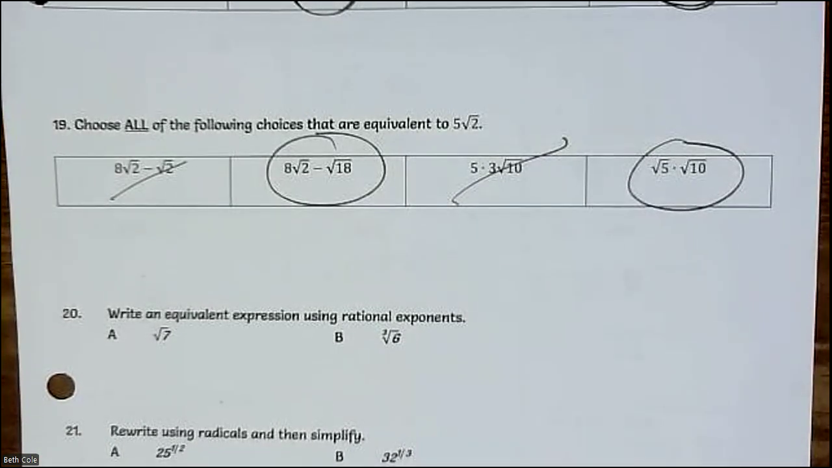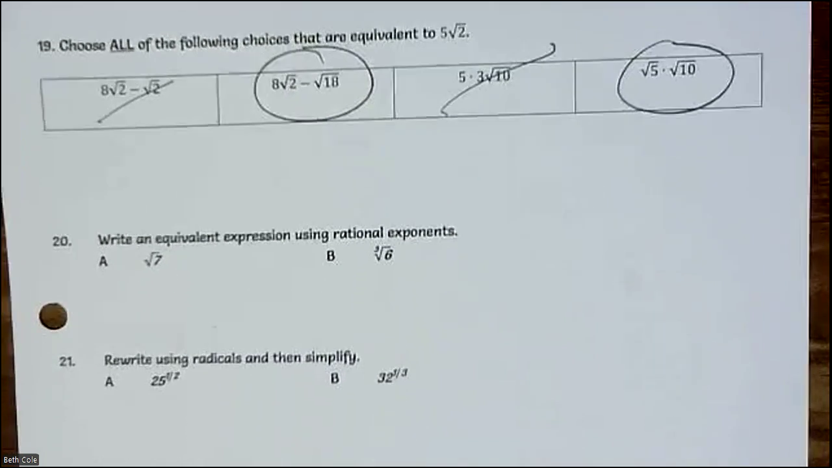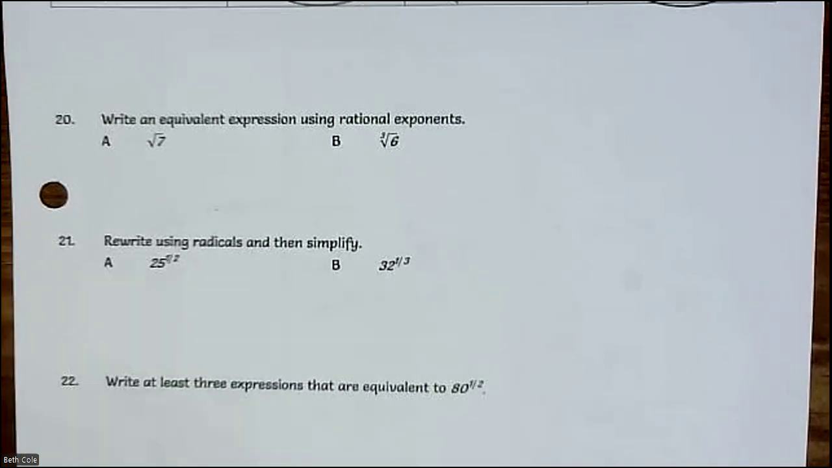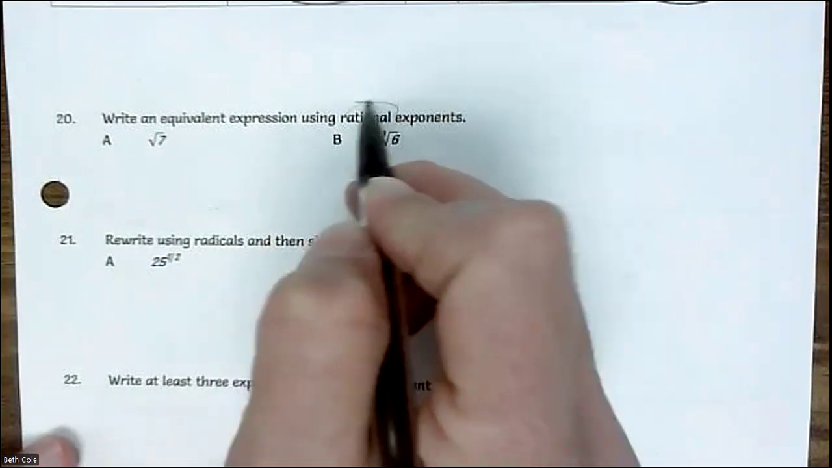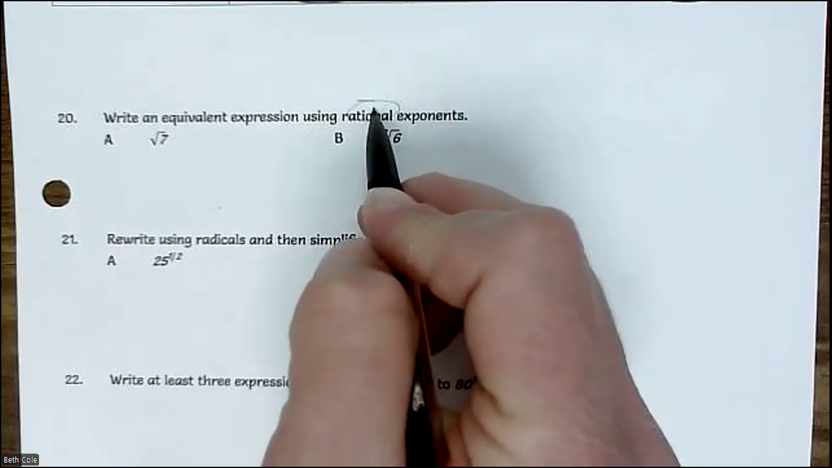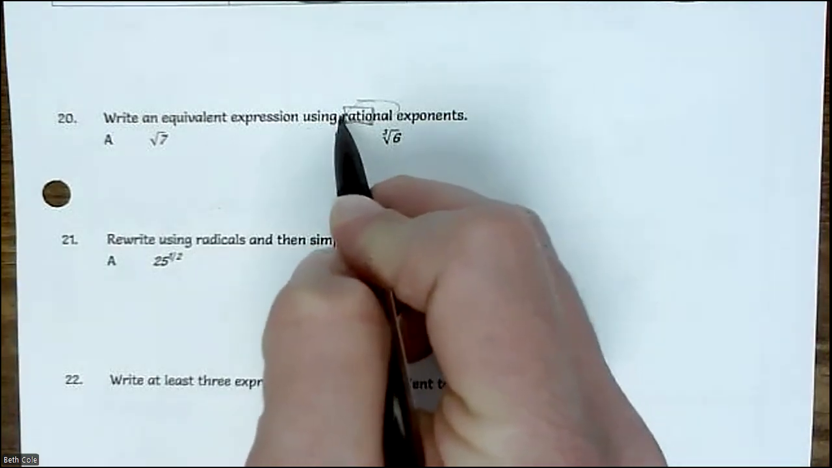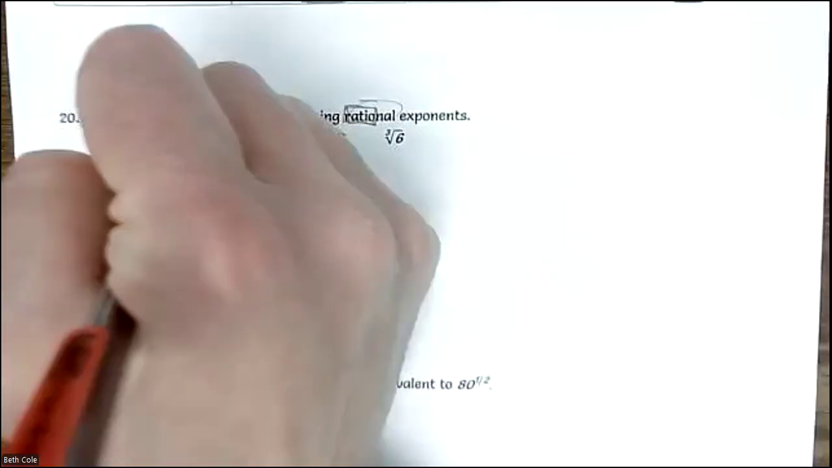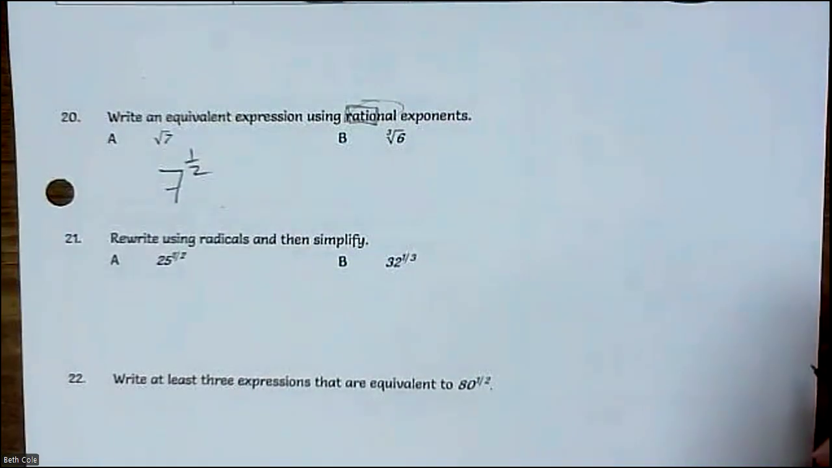All right, now these last ones for the fractions. All you need to know is 1/2 and 1/3. Those are the only ones we're doing. 1/2 means square root, 1/3 means cube root. That's all that this is. Okay. So when it says write an equivalent expression, rational means fraction. What's the root word of rational? Because that's how I explained it to you. Ratio. Ratio means fraction, all right? So this is going to be 7 to the 1/2.